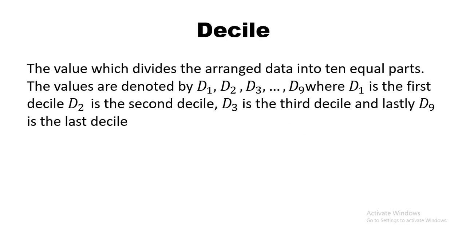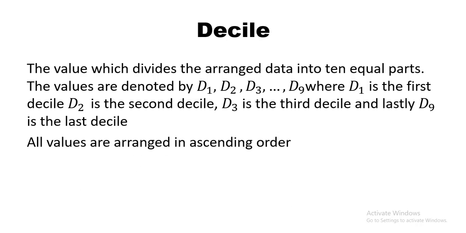Hello students, welcome back. The topic that we are going to learn in this part is deciles. Now, a decile is basically the value which divides the arranged data into 10 equal parts, and the values are from D1 till D9. D1 is the first decile, D2 is called the second decile, and the last decile is D9. All values are arranged in ascending order.